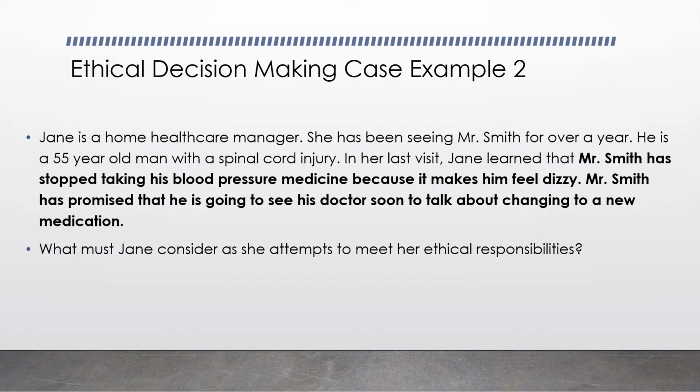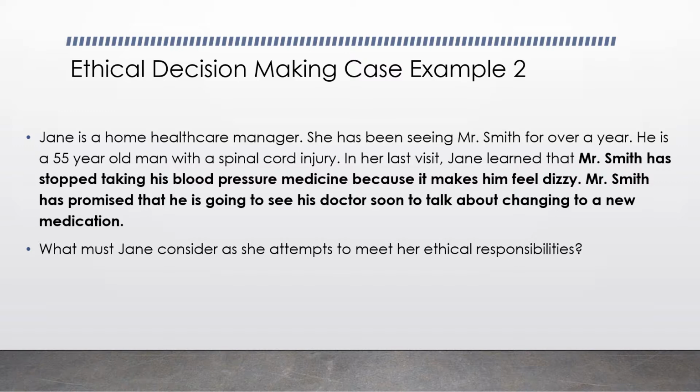All right, so we've got a couple ethical standards or principles that have come into conflict here for Jane. So we've got the conflicts around the health and safety, dignity, and rights of Mr. Smith, as well as his self-determination, right? So we've got Mr. Smith who's decided to stop taking his blood pressure medicine because it makes him feel dizzy. So he's actively making a choice to stop taking a medicine that he potentially really needs. And so Jane has to really weigh this dilemma, right? You know, what's more important, his health or his right to choose?